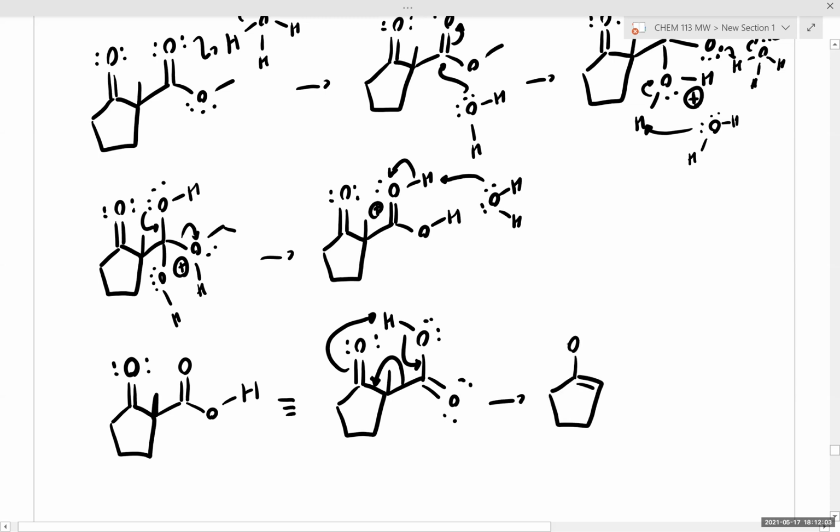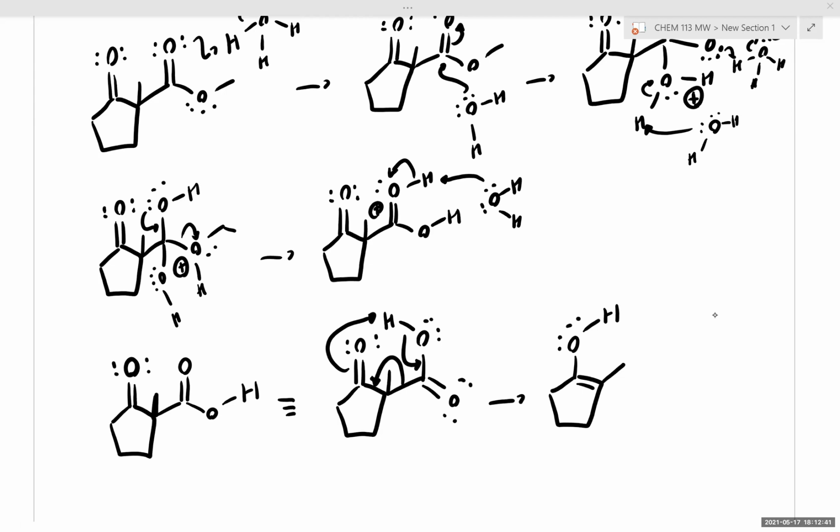But we're not done, right? We don't isolate this enol tautomer, no matter how convenient that would be. Instead, what's going to happen to this enol tautomer under acidic conditions? It's going to tautomerize to the ketone, yes.